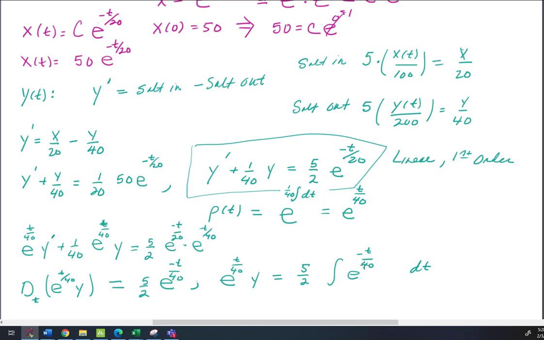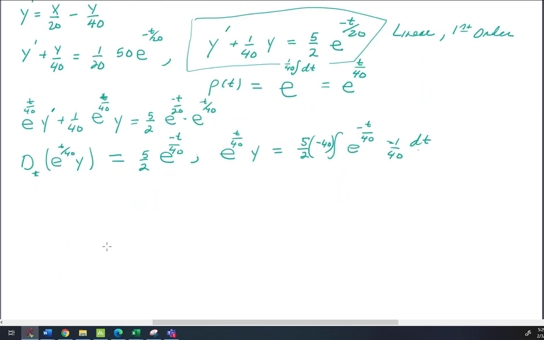If we want to think of this as e to the u, what would du be? Well, du would be negative 1 over 40 dt. So I'd need a negative 1 over 40 in here to go with the dt, and I would have to pay for that by putting a negative 40 out here. And now I can integrate that. It's a simple form. I lost my cursor. Cursor, come back.